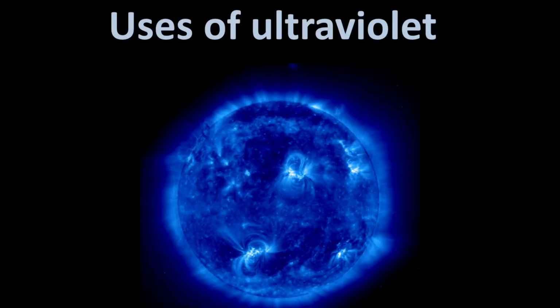Now we're going to look at the uses of the ultraviolet part of the electromagnetic spectrum. And this here is an image of our sun as it would look if we were able to see it using ultraviolet light.